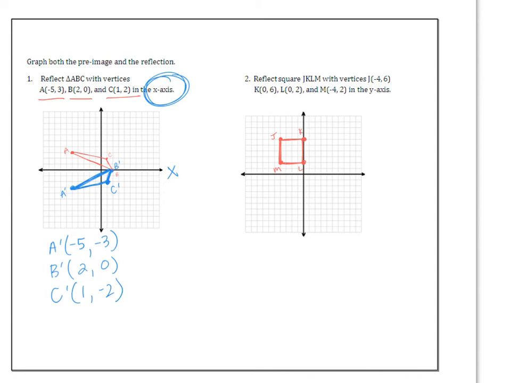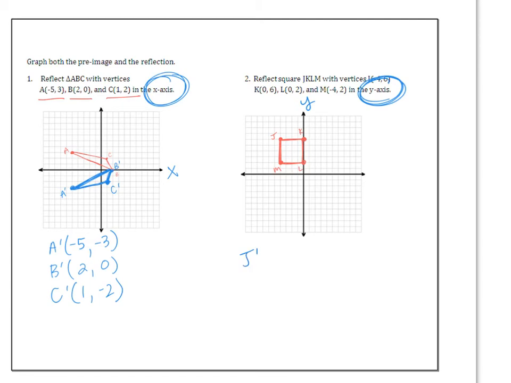Here you can see my pre-image, JKLM. So I plotted those points, check if yours are correct. Now on this one, we're going to reflect in the y-axis. So that means over the y-axis, which is this vertical axis. So to do that, we leave the y alone and we multiply x by -1.